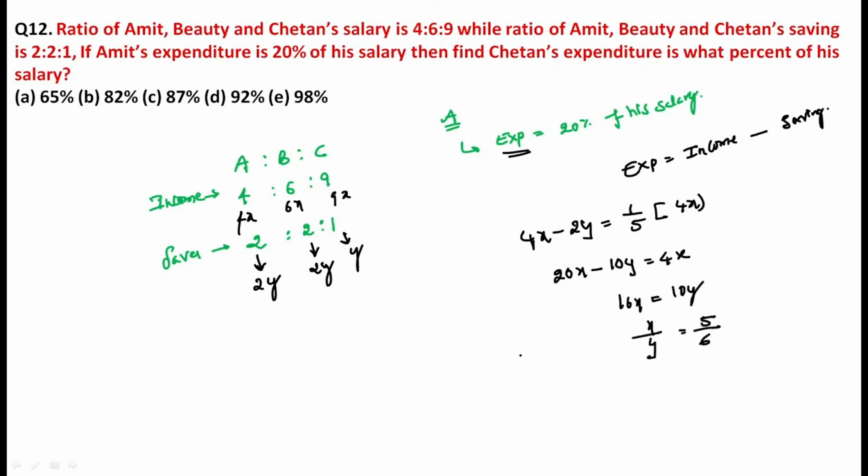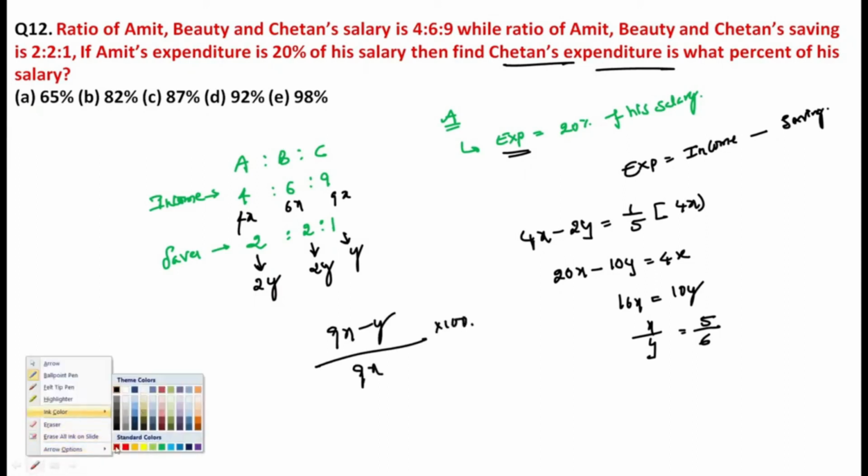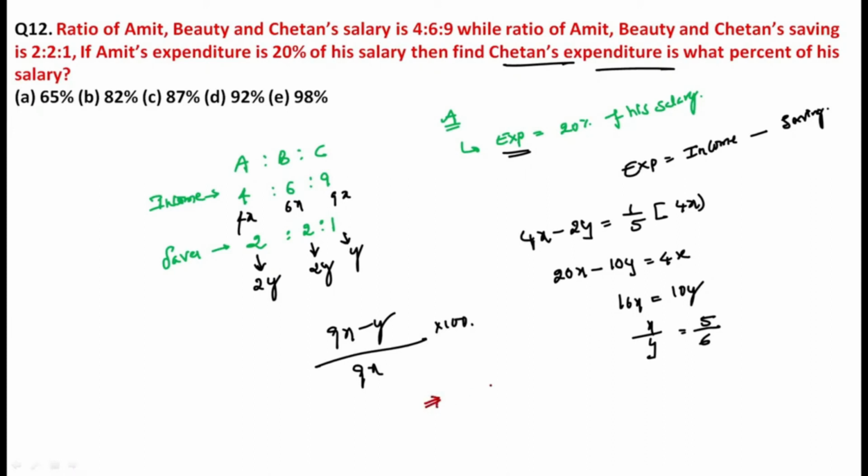You get that the x value is 5 units, the y value is 6 units. Now the question: Chetan's expenditure. What is Chetan's expenditure, 9x minus y, as a percentage of his salary? His salary value is 9x. So you can directly substitute those values. 9 into 5, 9 fives are 45, minus 6, divided by 45, into 100. You just take an approximation calculation: 39 by 45 into 100.